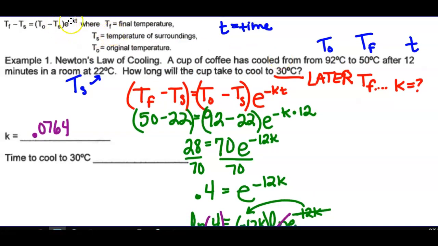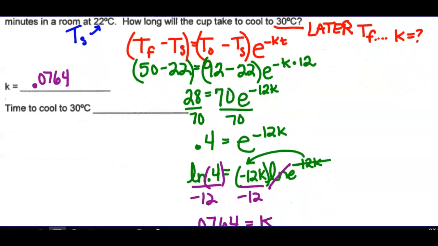It should be positive when you do these, because there was a negative that came with the formula, and that's what makes it a cooling. It's negative kT, but this is the cooling constant, so it should be positive. If it's not, you messed up somewhere.